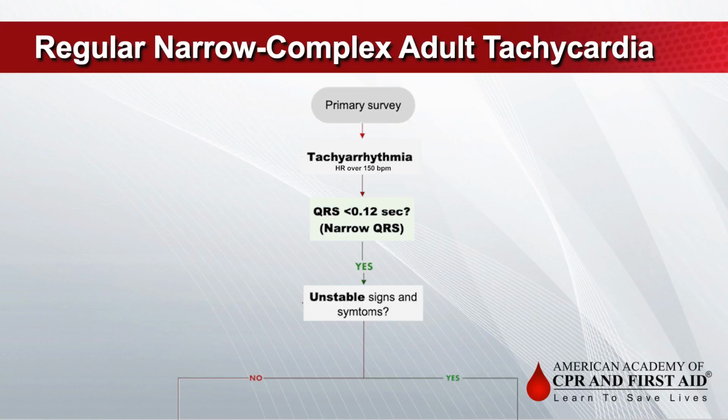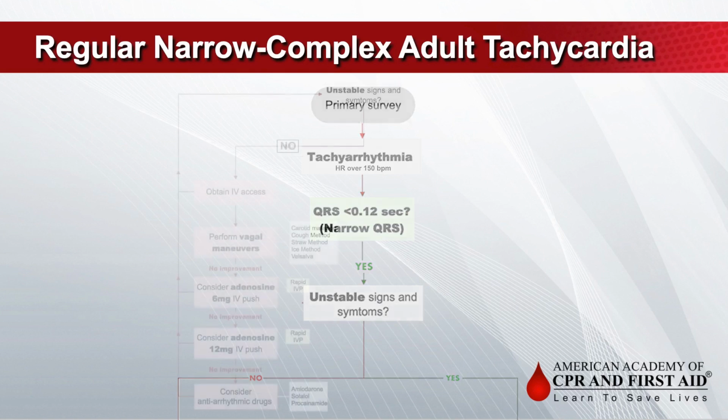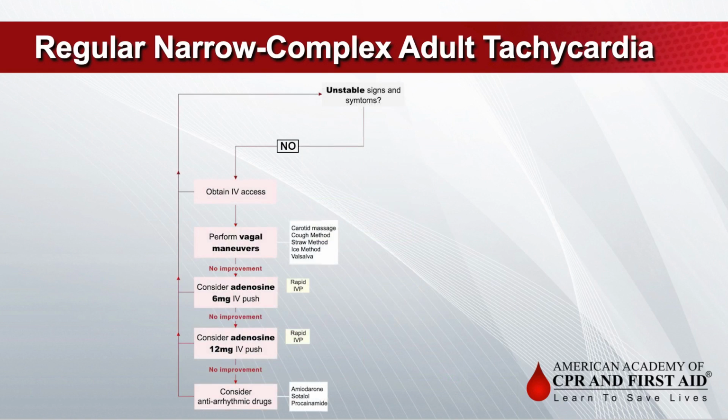Assess the patient using the primary survey. If the rate is over 100, look for a narrow complex. If the QRS is narrow, proceed with the narrow complex algorithm. Determine if the patient is stable or unstable. Stable patients may need to be monitored. Stable patients with sustained heart rates will likely need to be treated. Start by performing vagal maneuvers by asking the patient to bear down.